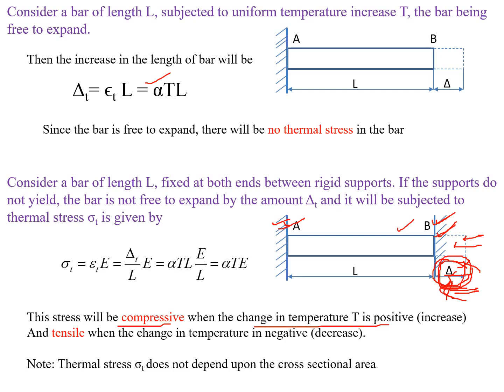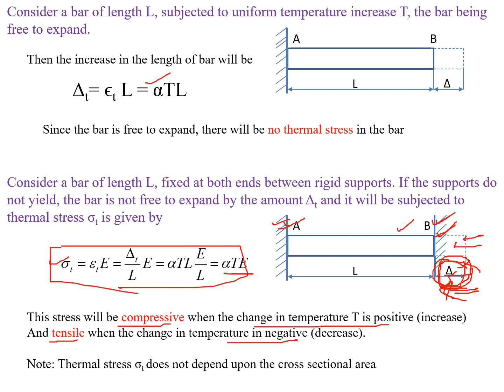Similarly, when the temperature change is negative, which means a decrease, tensile stresses will be generated. And the value of these compressive stresses is alpha T E. So already we discussed how we get this formula. So here I have to remember the two formulas.